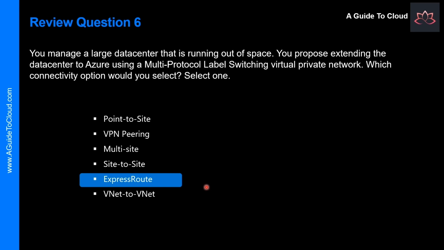ExpressRoute is the best choice for extending the data center as it can use an any-to-any IP VPN connectivity model. An MPLS VPN, typically provided by an IP VPN networks, enables connectivity between Microsoft Cloud and your branch offices and data centers.